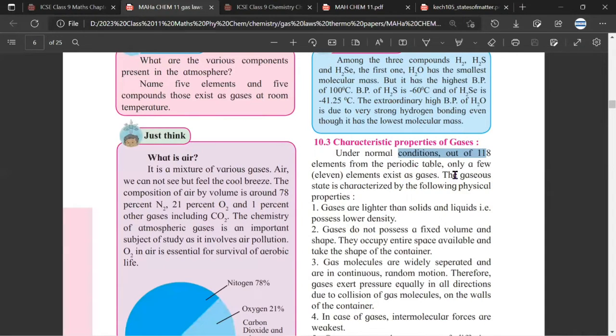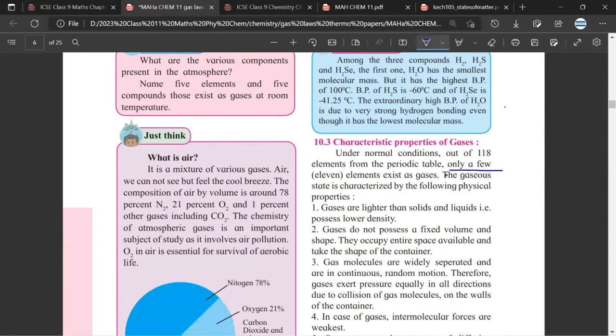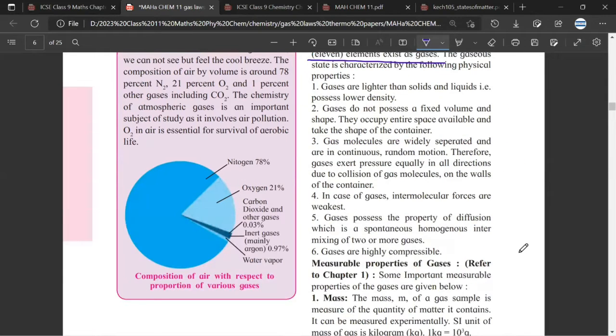PDF that I had shared. And there are a few interesting things that you can observe in this PDF. One is some interesting piece of information. One is that in the whole periodic table, if you see, only 11 are guesses. Do you see this? So out of the discovered 120 elements, only 11 are guesses. So this is one piece of information which is interesting.